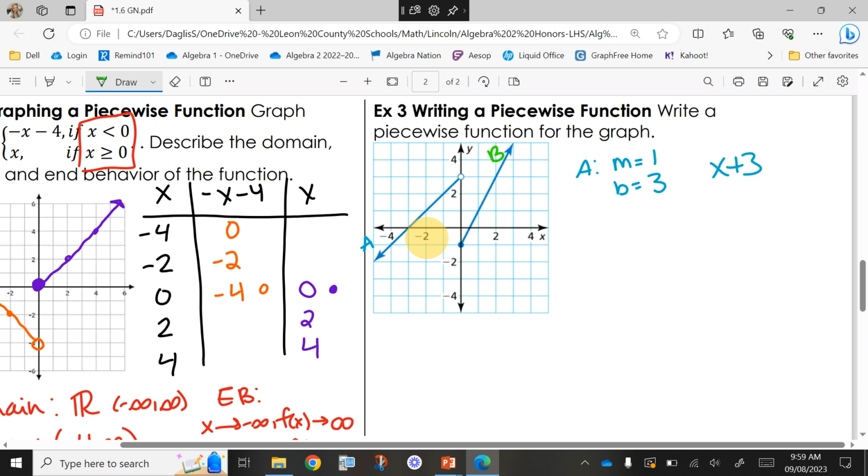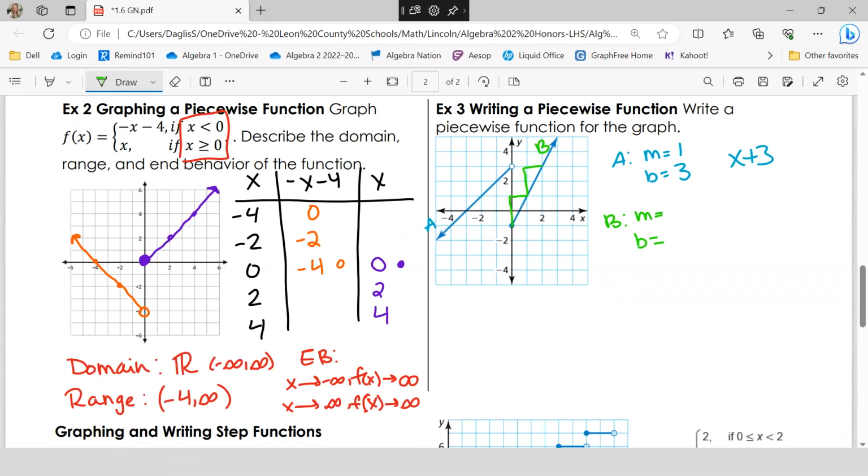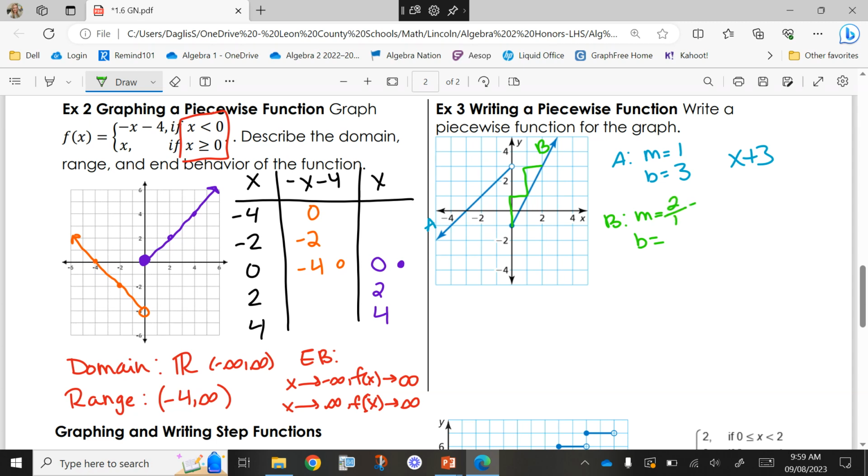Now for my line B over here, it is a line. So again, I need slope and I need y-intercept. What is the slope for B? How are we getting from point to point over here? Looks like up 2 over 1. So it's a slope of 2. And our intercept is -1. So the equation of this line, 2x minus 1. Now, again, this is a nice one where it shows you where they are on the y-axis.